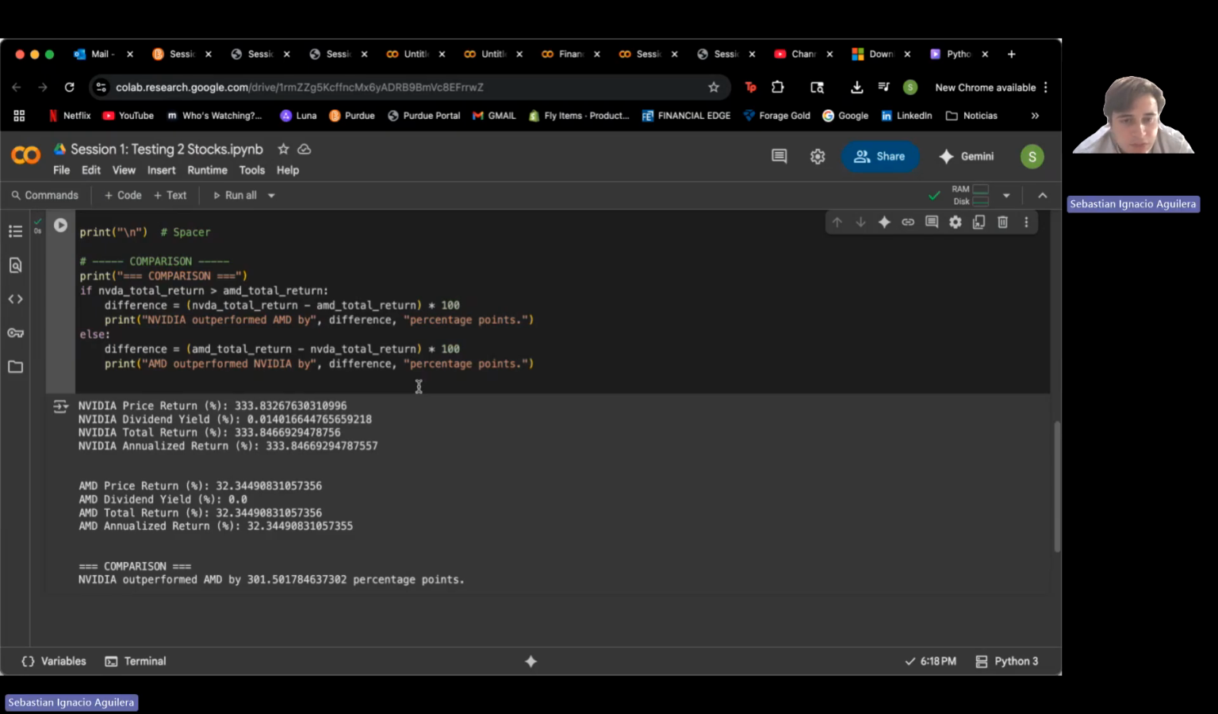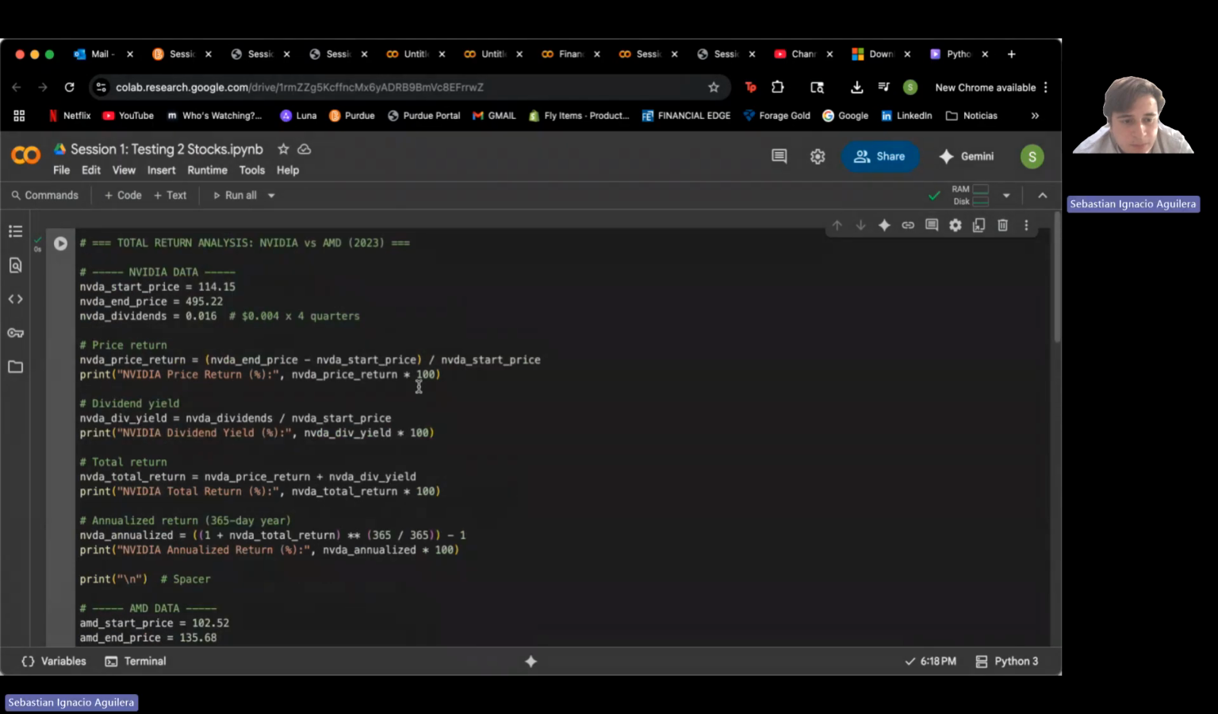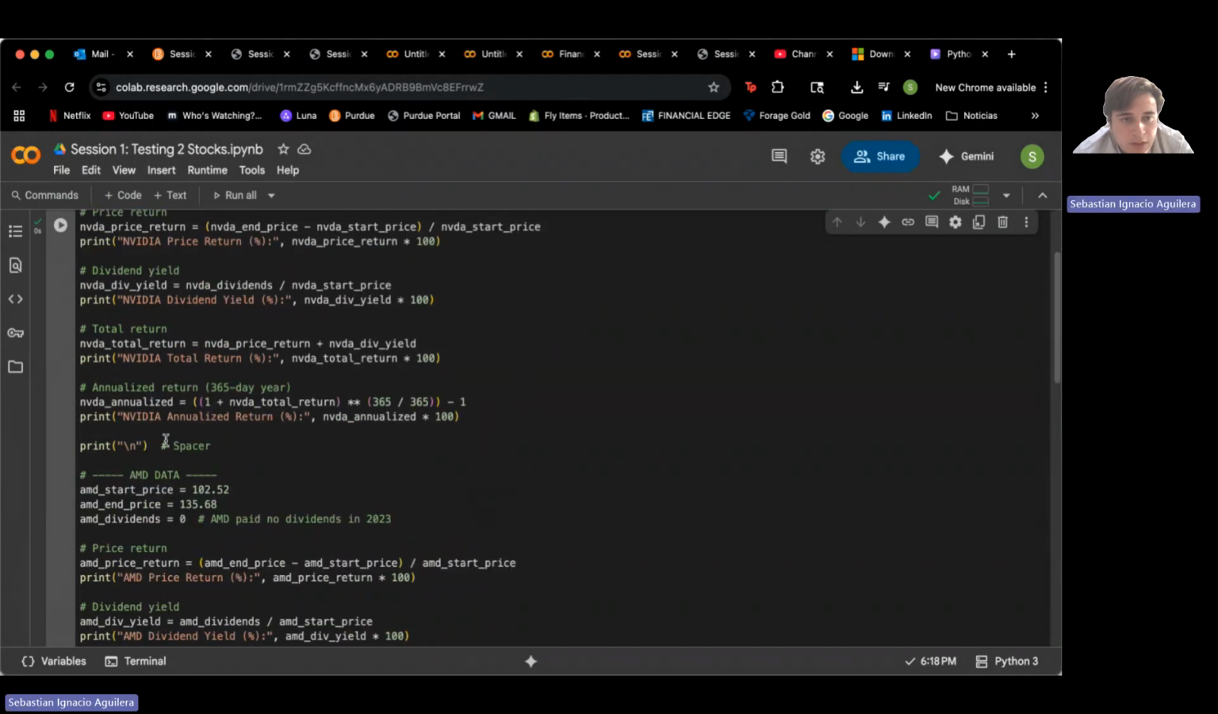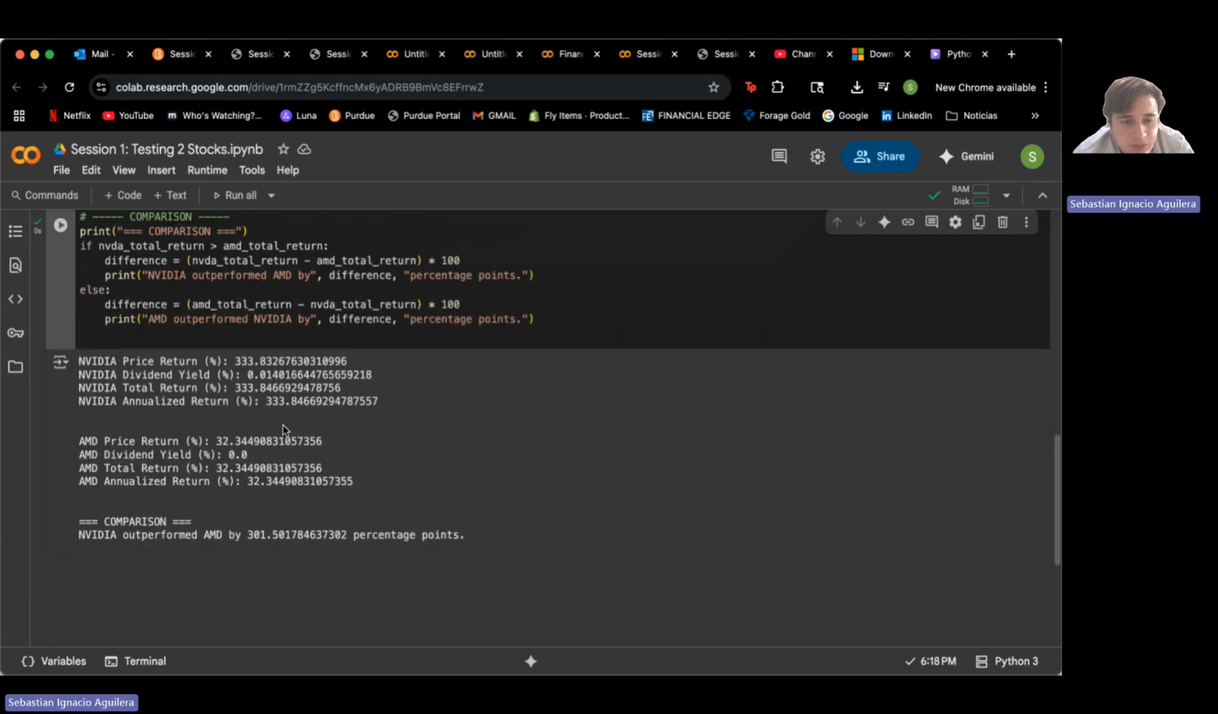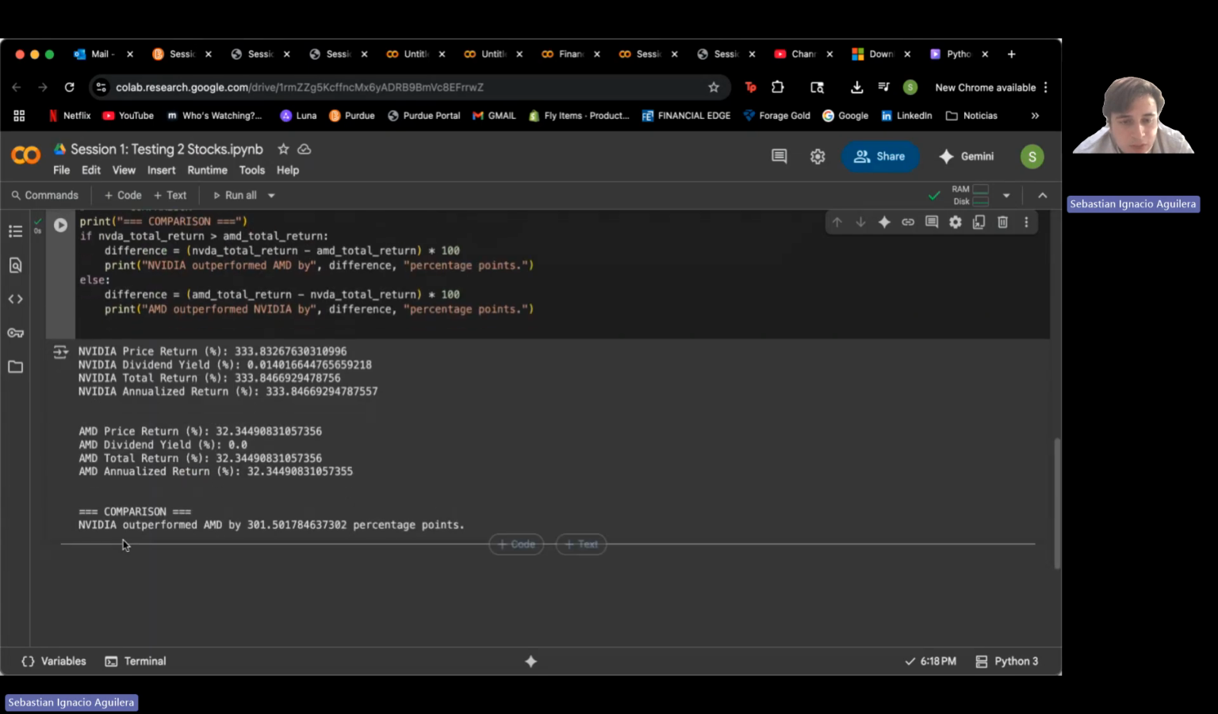This is my code. I gave you guys a little walkthrough of my code. As you can see, it gave out the data that we needed to do this comparison between these two stocks, and it shows us the final result.